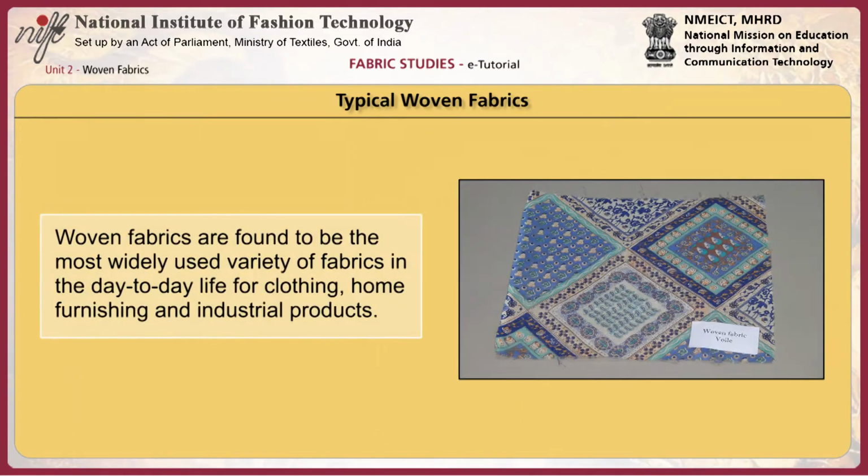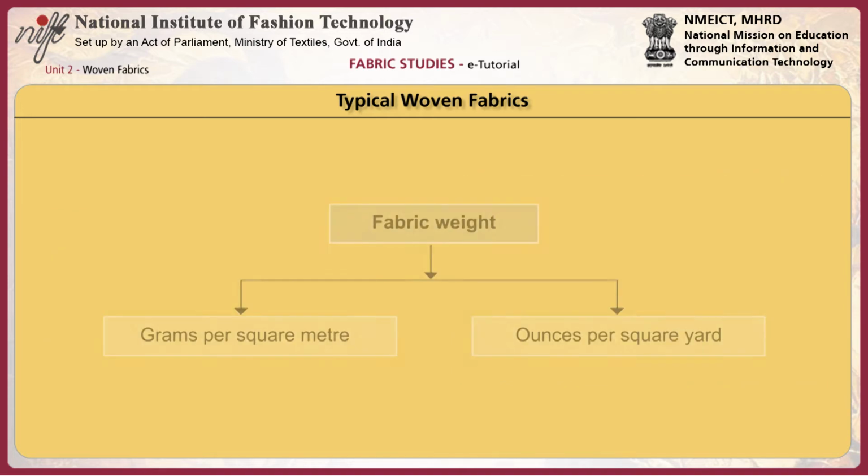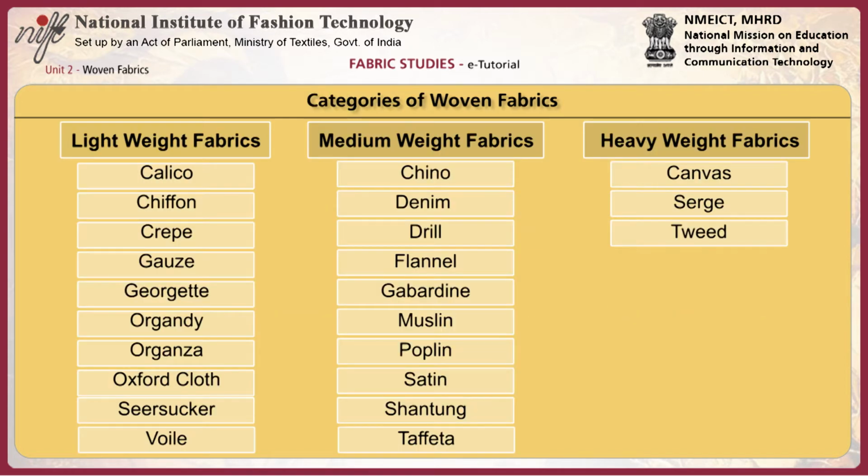Woven fabrics are found to be the most widely used variety of fabrics in day-to-day life for clothing, home furnishing and industrial products. Fabric weight is generally expressed in terms of grams per square meter or ounces per square yard. It describes how much a fabric weighs for a given unit area. Woven fabrics may be categorized as lightweight, medium weight and heavyweight fabrics according to their thickness and heaviness.